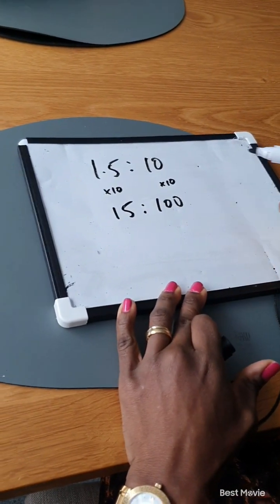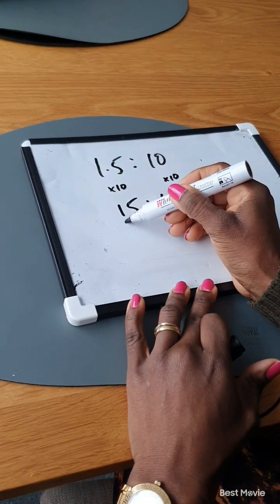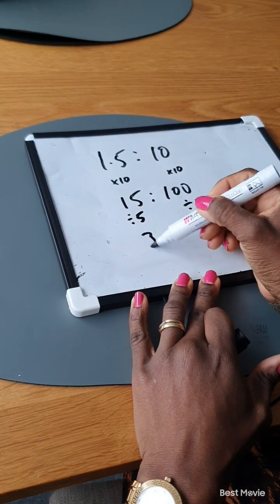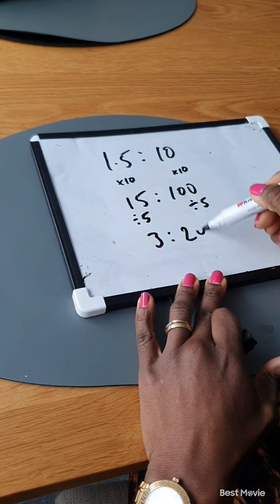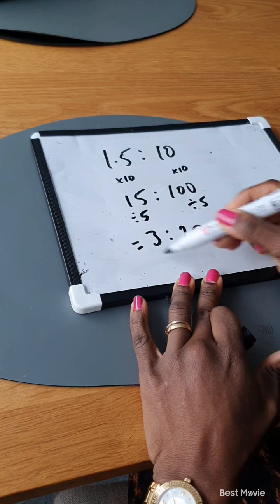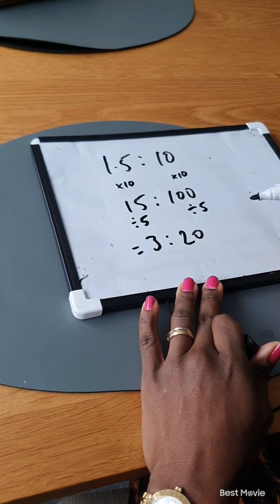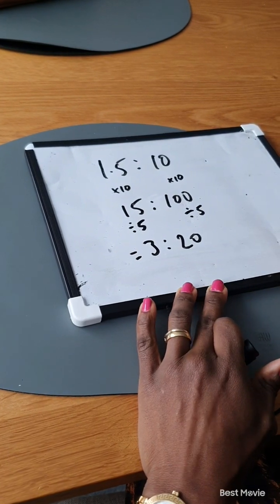15 and 100, they're both in the 5 times tables. So divide that by 5 and divide that by 5. 15 divided by 5 is 3. 100 divided by 5 is 20. So check again, 3 to 20. They are both in the 1s. They're not in anything else. So this is now fully simplified.